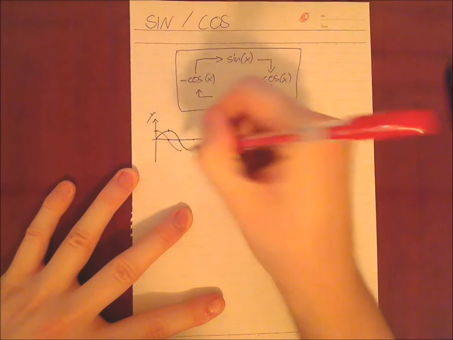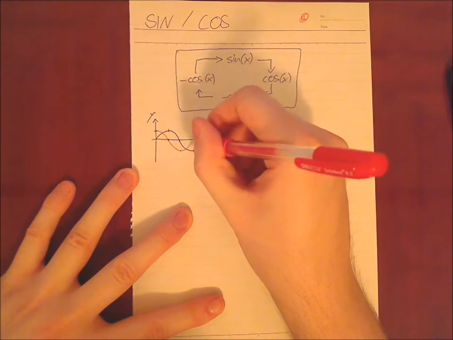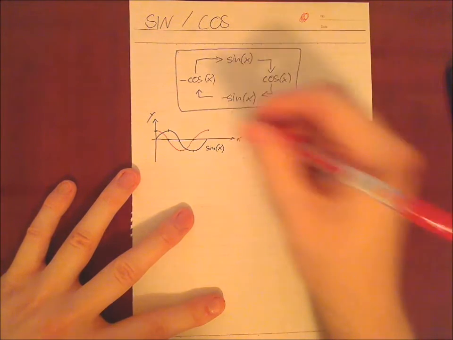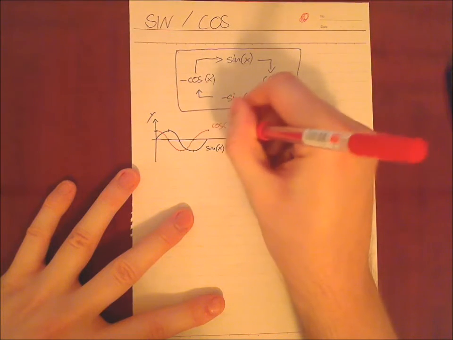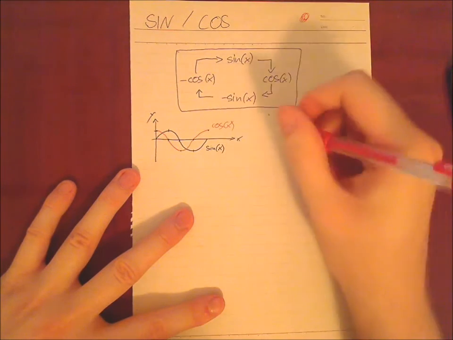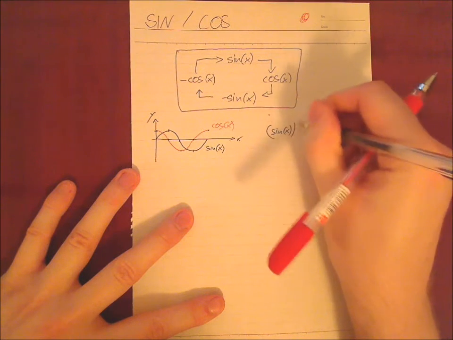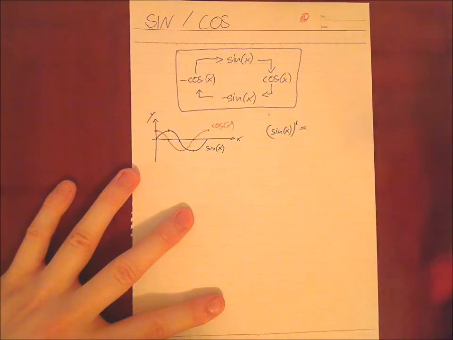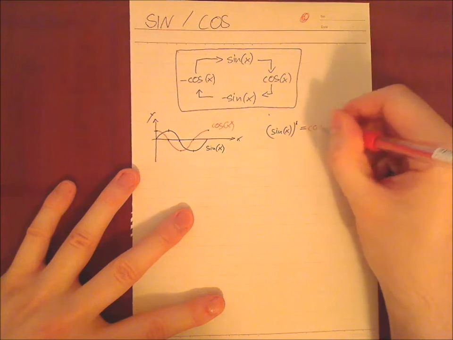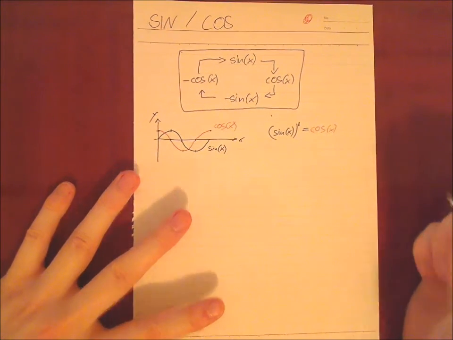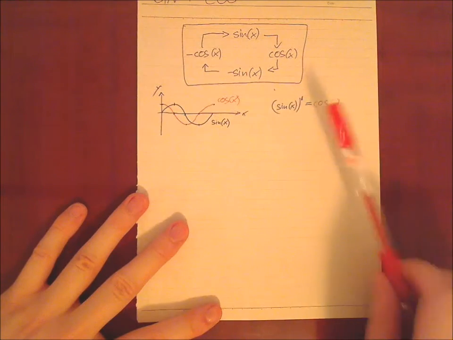Maximum negative, 0, maximum positive. And what function is this? This function, of course, is cosine. So we know if we differentiate sine, what we receive is cosine. Right? It's that easy.